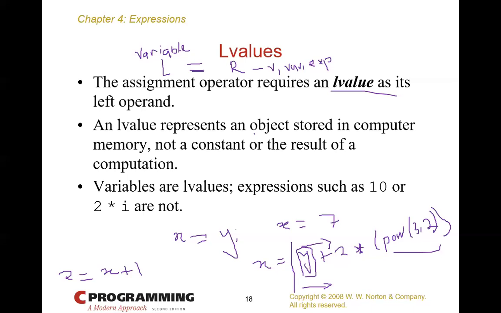An L value represents an object stored in computer memory, not a constant or the result of an expression. Variables are L values. Expressions such as 10 or 2 times i are not L values. So on the left-hand side of the assignment operator, there are a number of things you cannot put there.